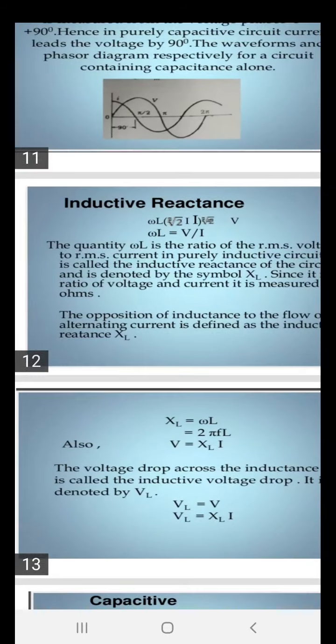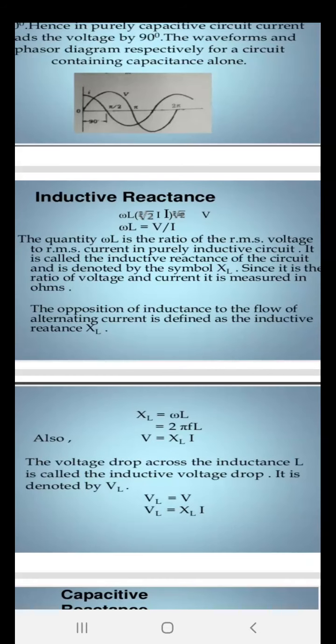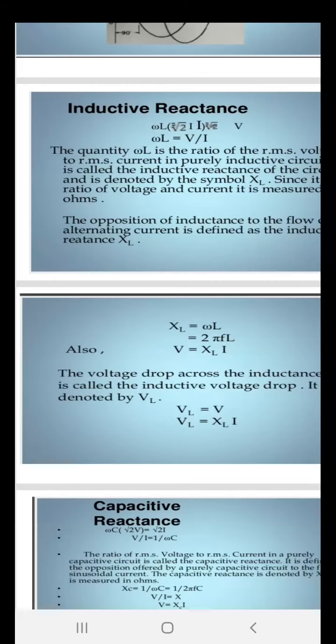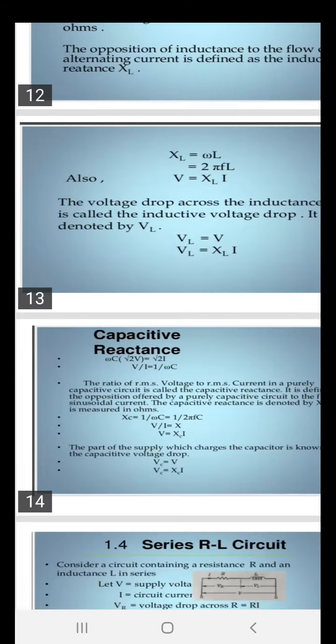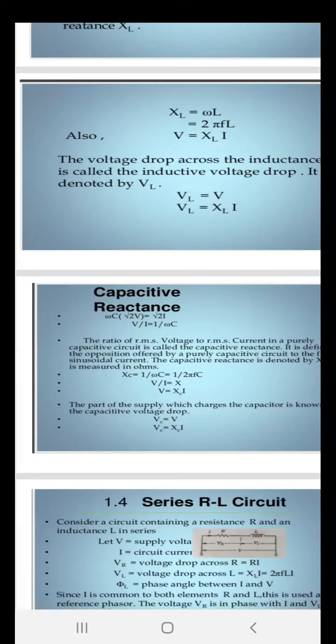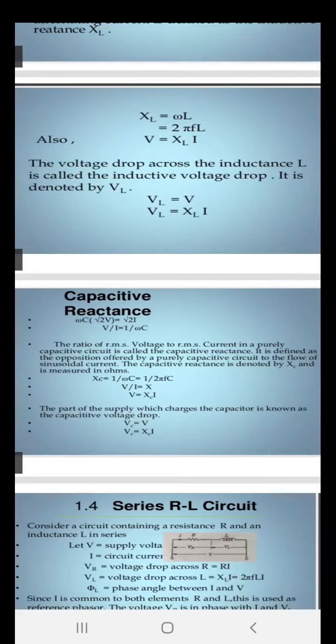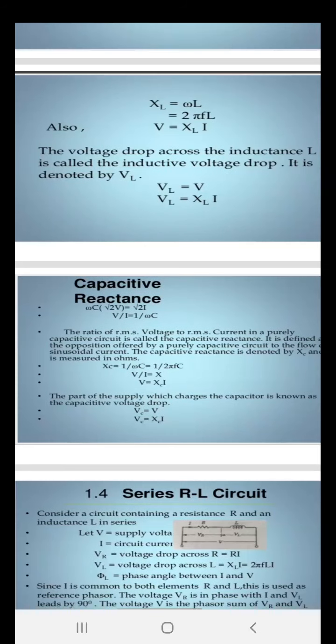Then the voltage drop across inductance L is called inductive voltage drop. It is denoted by V_L. Capacitive reactance: the ratio of RMS voltage to RMS current in a purely capacitive circuit is called capacitive reactance. It is measured in ohm.